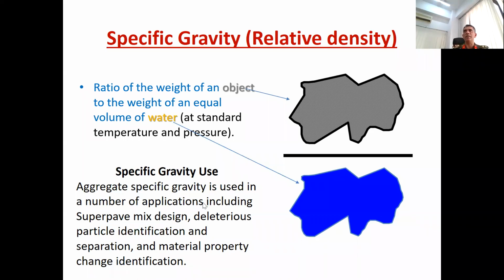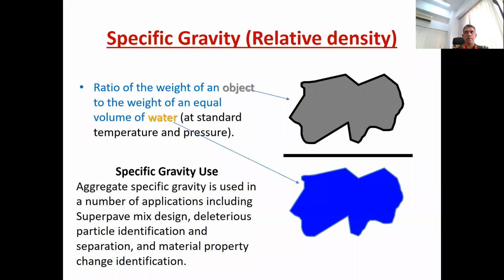In case of mix design, when you design a concrete mix, which will be taught to you by Lieutenant Farooq in his part, you will see that the value of specific gravity is used. Then sometimes a lower specific gravity will indicate that the aggregates contain deleterious particles. So to identify whether some aggregate has deleterious particles or not, specific gravity is an indicator.